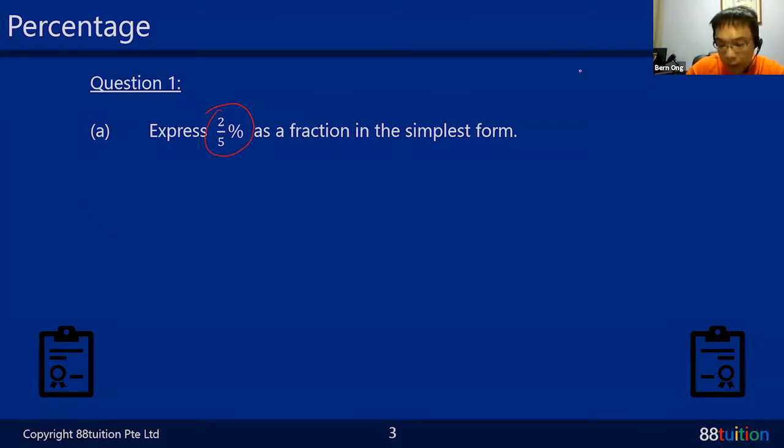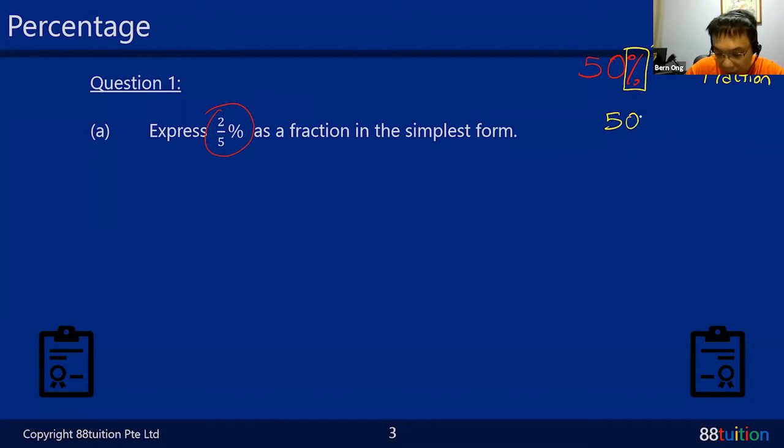Sometimes if you are given, let's say, 50%, what do you do? Tell me. If you have something called 50%, going from a percentage to a fraction, what must you do? You must divide by 100. Do you know that? From the percentage symbol to a fraction, you must divide by 100.